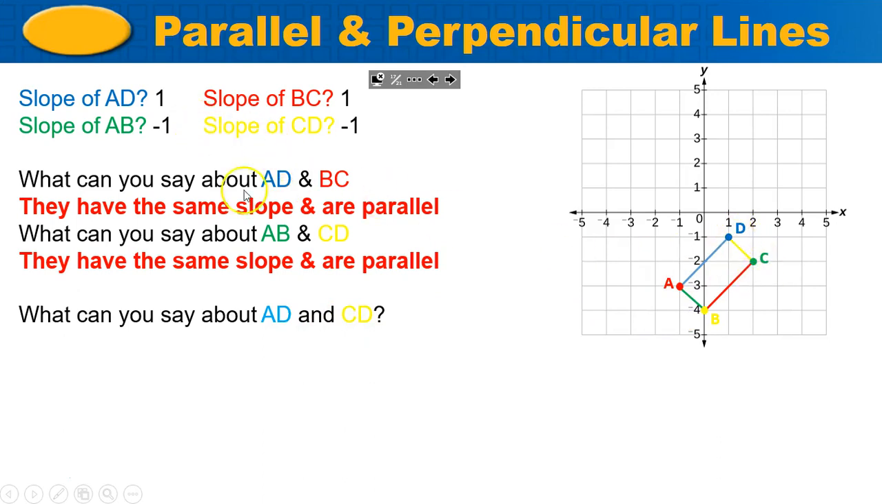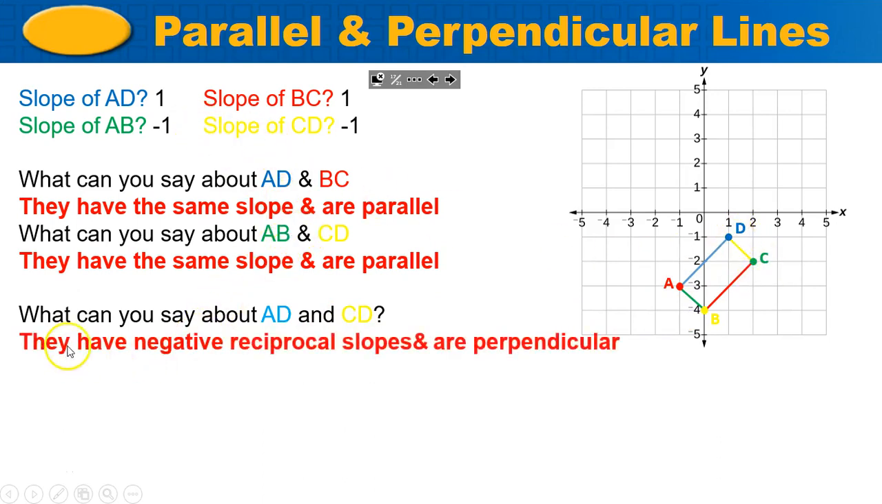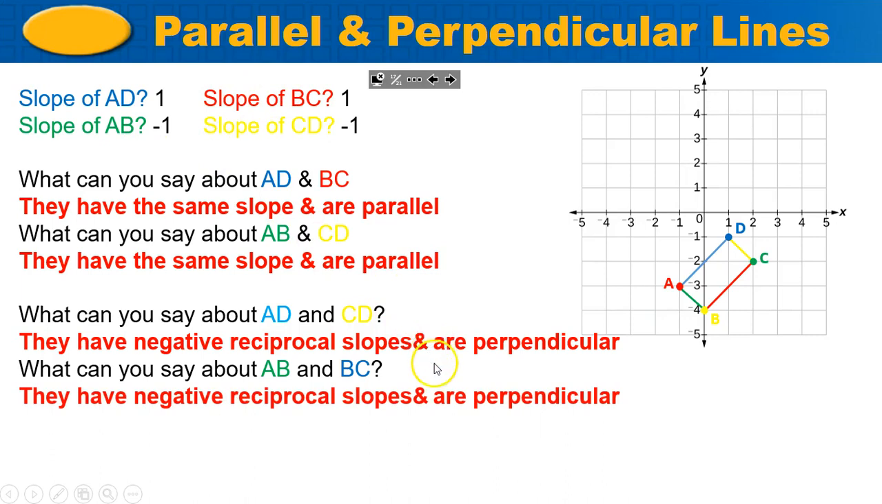Well, one of the slopes was 1 and the other one was -1, so they are negative reciprocal slopes. Thus, the lines are perpendicular. Also, what can we say about AB and BC? AB and BC are right here. Once again, our slope up here of AB was -1, and our slope of BC was 1. Y'all notice that right there? So once again, these are negative reciprocal slopes of each other. Thus, they are perpendicular. So what would we call this figure? We would call it a rectangle. Why? Because we have right angles, right? And it's a parallelogram.